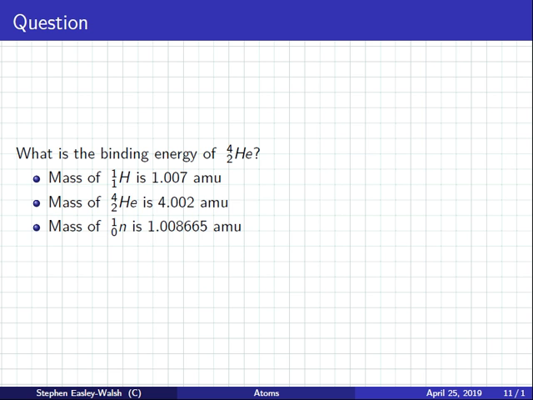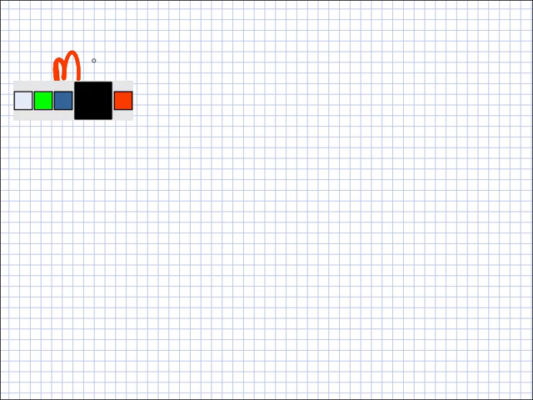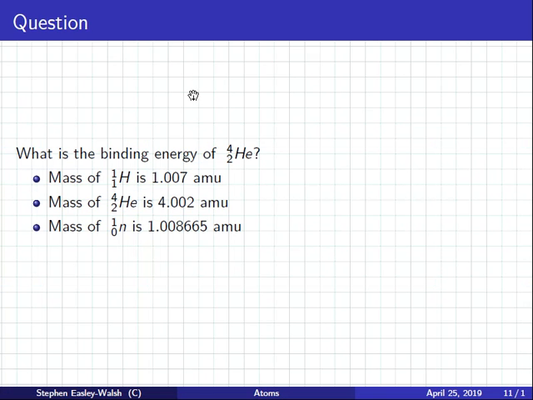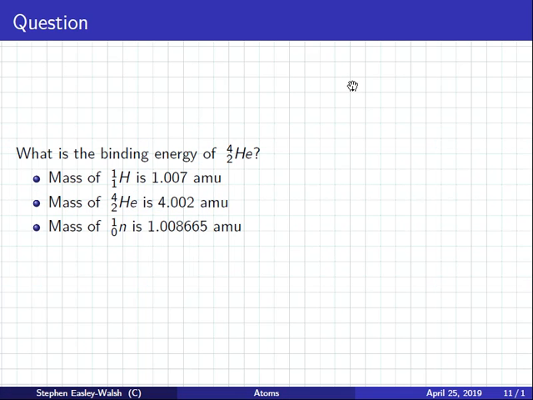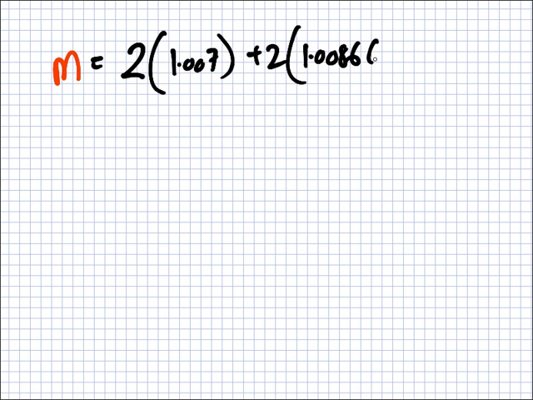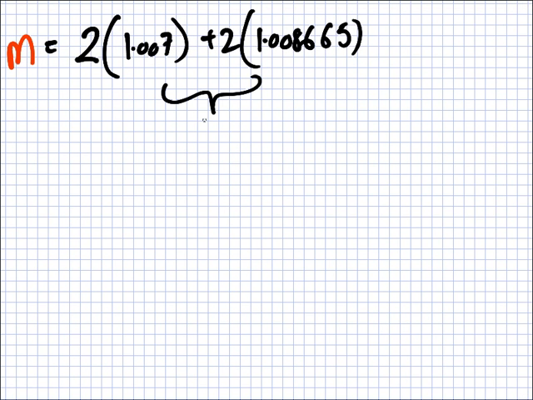Right, but first, let's see. What is the m? So that will be 4.002. No, sorry. It will be 2 times 1.007 plus 2 times 1.008665. 4.03133. Great, just one sec. So this is what it should be, right?